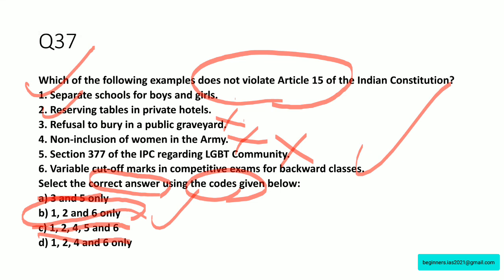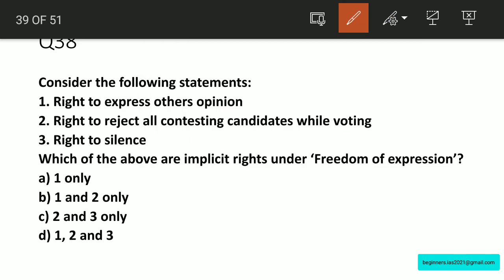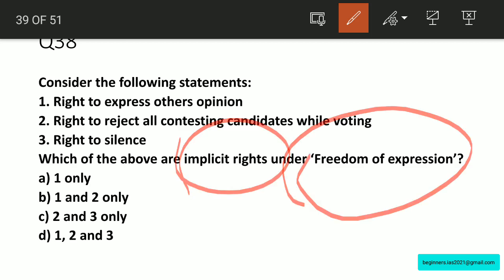Let us move on to question number 38. Consider the following statements. Right to express other opinions, right to reject all contesting candidates while voting, right to silence. Which are the implicit rights available under the freedom of expression? All the rights are implicitly available. The right to express other opinions is freedom of the press. Freedom of expression involves the right to express other opinions also. For example, as I just told you, freedom of the press.